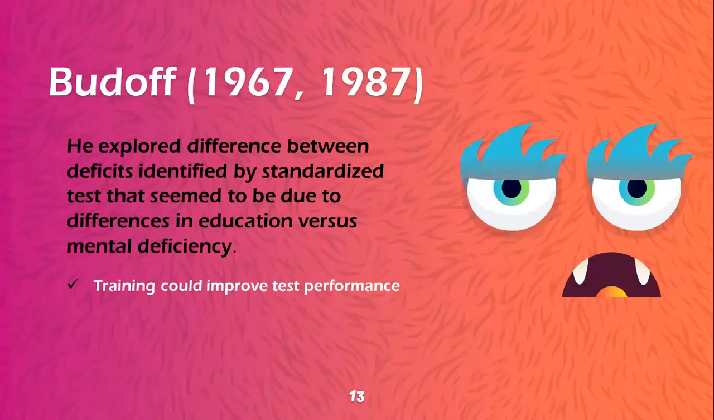kanang iyahang gi-identify, iyahang gi-determine kung ang training ba daw could improve the test performance sa isa ka bata. Ano niya diri kung ang training ba daw, kanang pag-train sa bata, kanang pagtudlo sa bata ngayong ani ang buhaton, ngayong ani ang anak, could improve a test performance. So katuno ni Budoff kung ang training ba daw could improve a test performance.